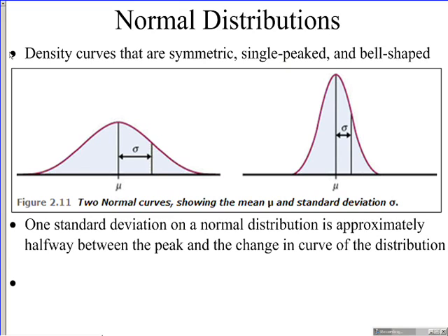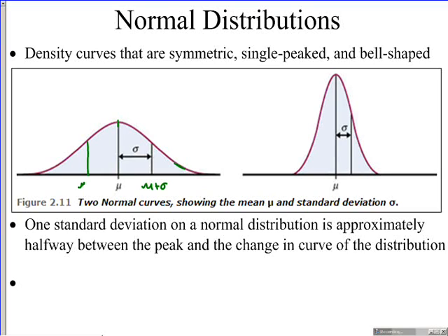Okay, one standard deviation on a normal distribution is approximately halfway between the peak and the change in the curve of the distribution. In other words, as I look at this distribution here on the left, this is the mean plus one standard deviation right here. And you can see here's the peak. Right in here is where the curve starts changing. And halfway in between the peak and where that curve starts changing, approximately right here, is where the first standard deviation is.